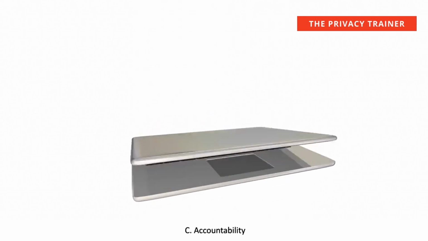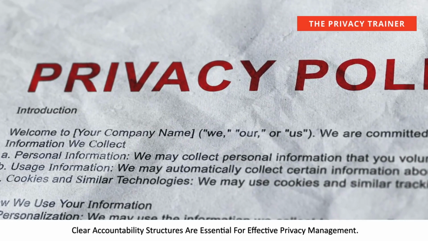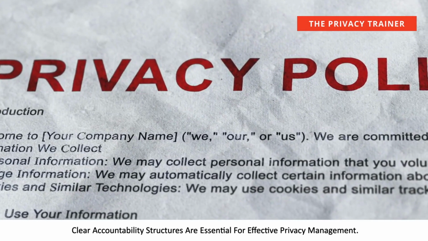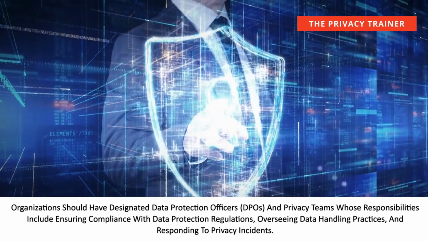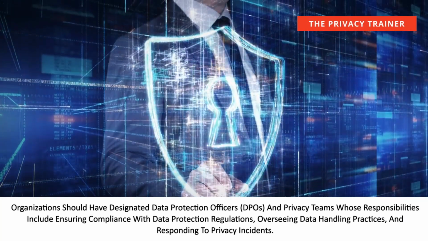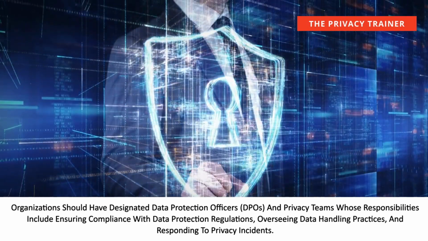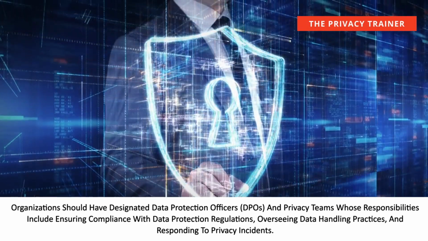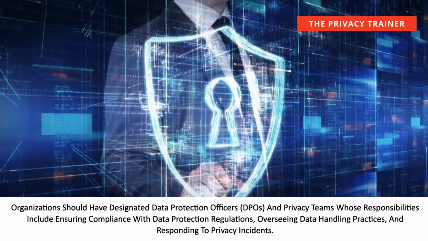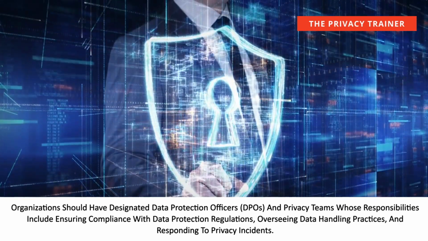C. Accountability. Clear accountability structures are essential for effective privacy management. Organizations should have designated data protection officers (DPOs) and privacy teams whose responsibilities include ensuring compliance with data protection regulations, overseeing data handling practices, and responding to privacy incidents.